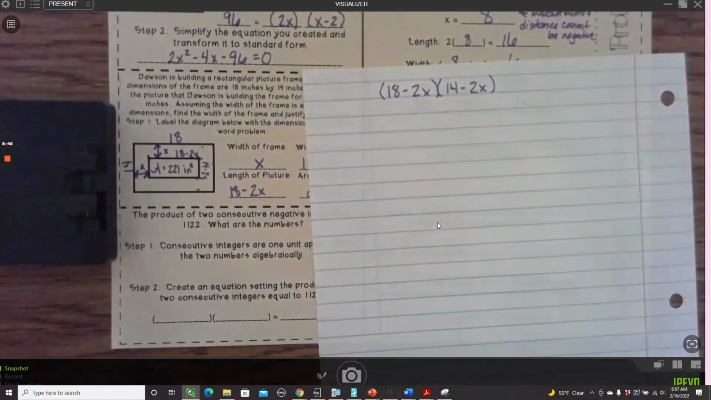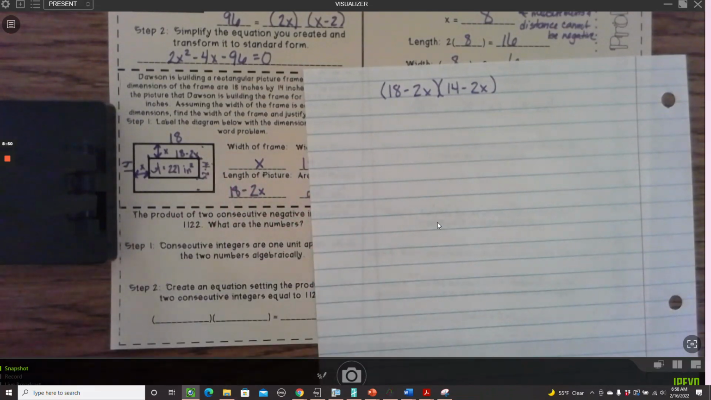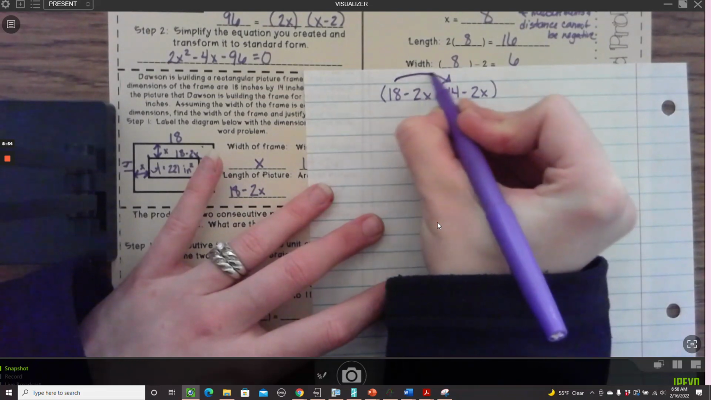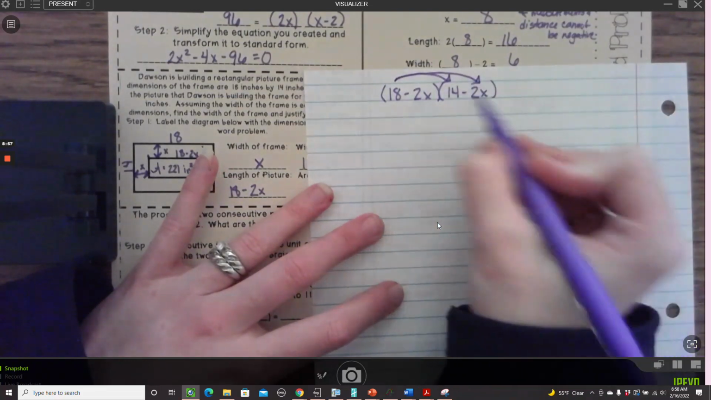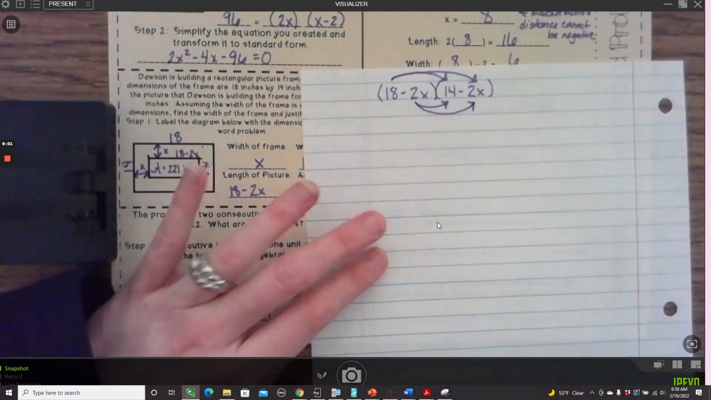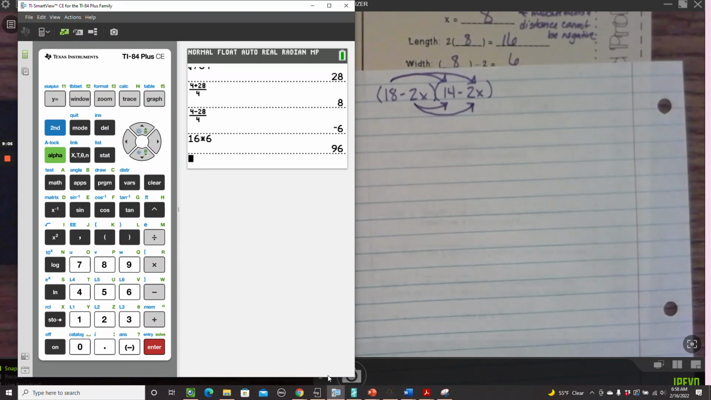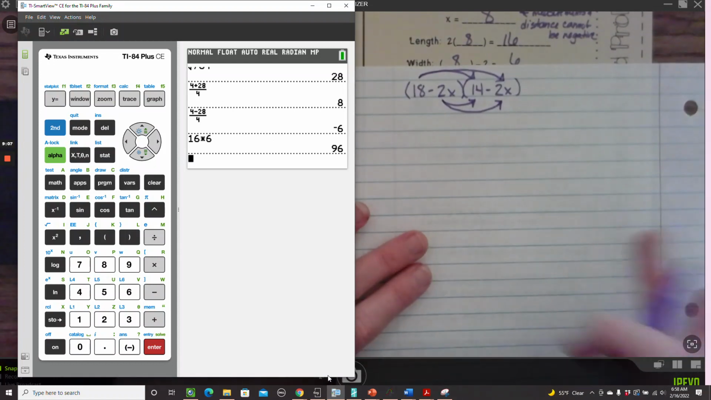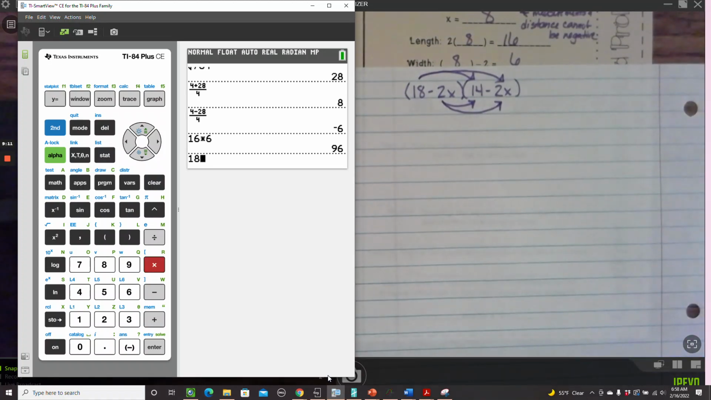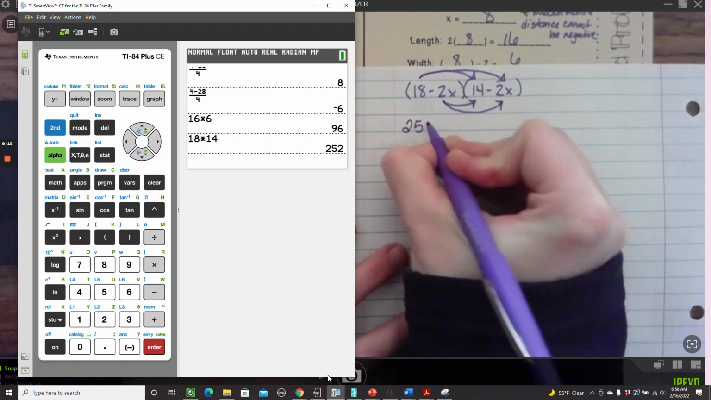Okay? So this is the FOIL method. Or you can still use the distributing if you distribute the 18 to everything in the other set of parentheses, and then distribute the negative 2x to everything. So you can use either method. I was taught using the FOIL. It is so ingrained in my head that that is all that I know how to do. So the first numbers are 18 and 14. 18 times 14. So that's 252.